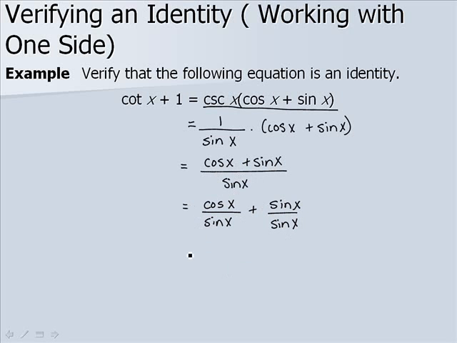Now recall that the cosine over sine is simply our definition of the cotangent of x using the quotient identities. And then anytime we divide something by itself, it's simply 1. So we've now verified our equation. And we know that we have an identity since the left side equals the right side.